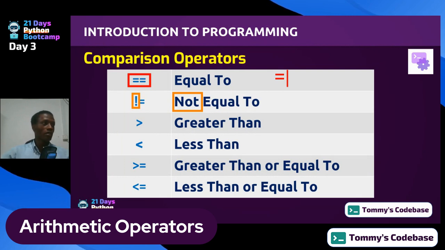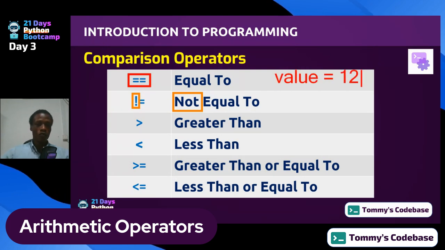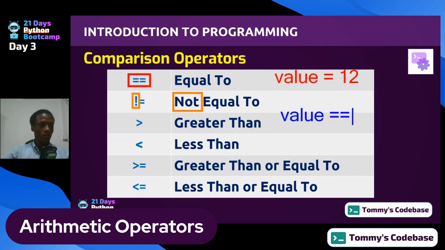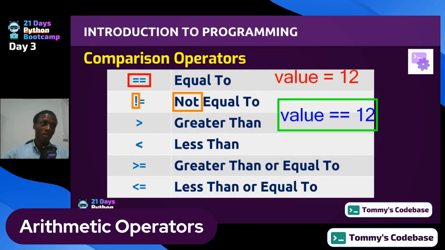So I can now say maybe value equal to 12. When I do it this way, I am only assigning the value 12. But if I go ahead and say value double equal to 12, then I'm asking Python whether, whatever the value of this variable is, let's suppose it is 10, is it equal to 12? We'll find out how those work in code very soon.